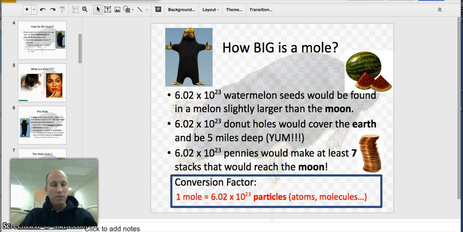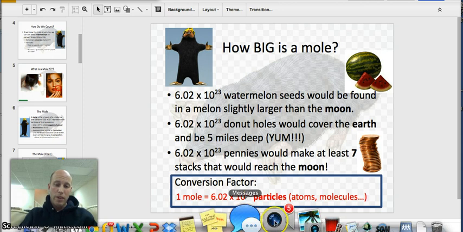To put in perspective, if we took that many watermelon seeds, 6.02 times 10 to the 23rd, they would fill a watermelon slightly larger than the moon. If you had donut holes, who doesn't like a donut? If you had 6.02 times 10 to the 23rd donut holes, it would cover the entire Earth to a depth of 5 miles. And if you were lucky enough to have 6.02 times 10 to the 23rd pennies, it would make 7 stacks that would reach from the surface of the Earth to the moon. Now that is a lot of pennies.